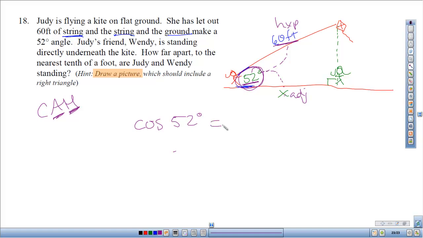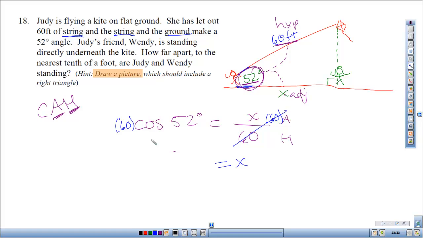52-degree angle is equal to so ka. Okay, adjacent goes on top, the hypotenuse goes on the bottom. To get the x by itself, I'm going to undo that dividing by 60 by multiplying by 60. I have to do that on this side as well. Those 60s will cancel, so x equals 60 times the cosine of a 52-degree angle. I've got my calculator.